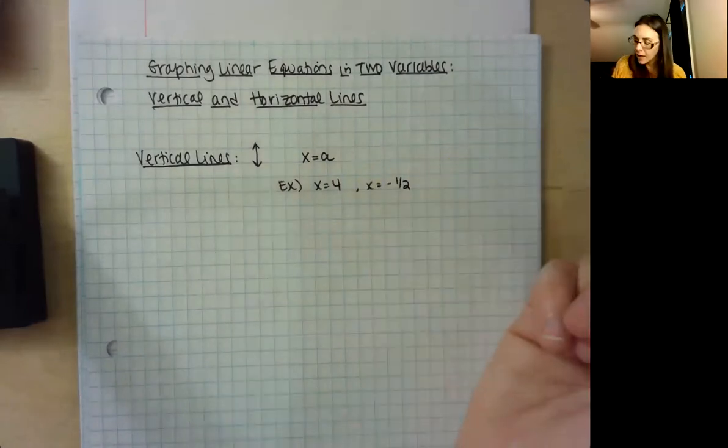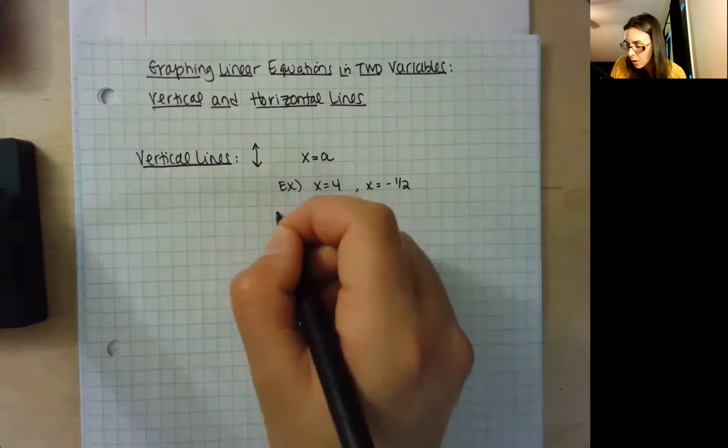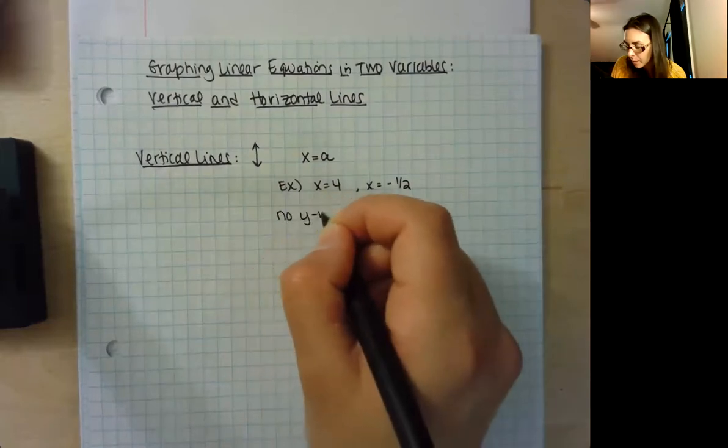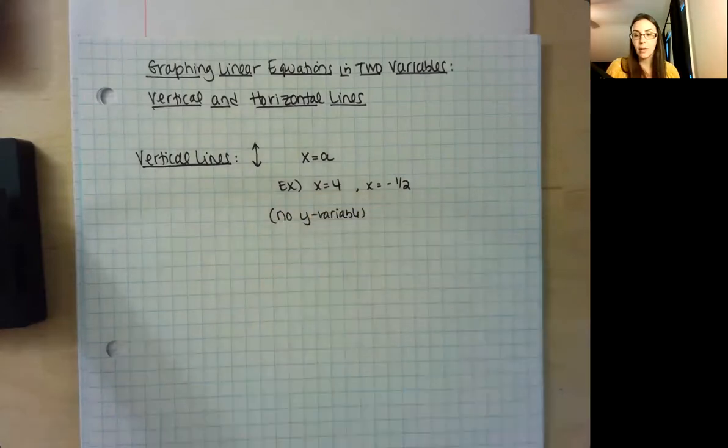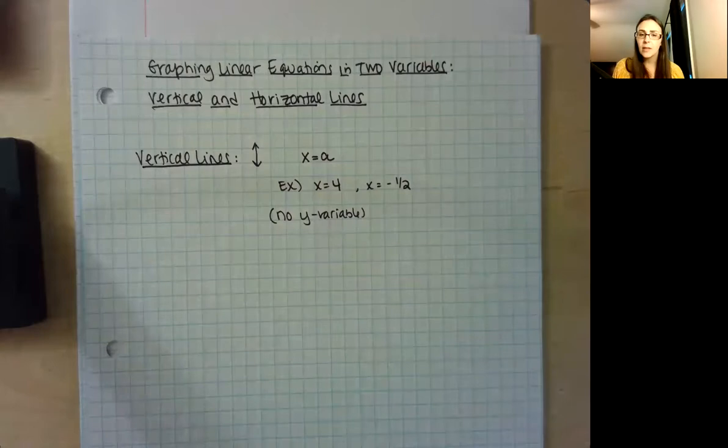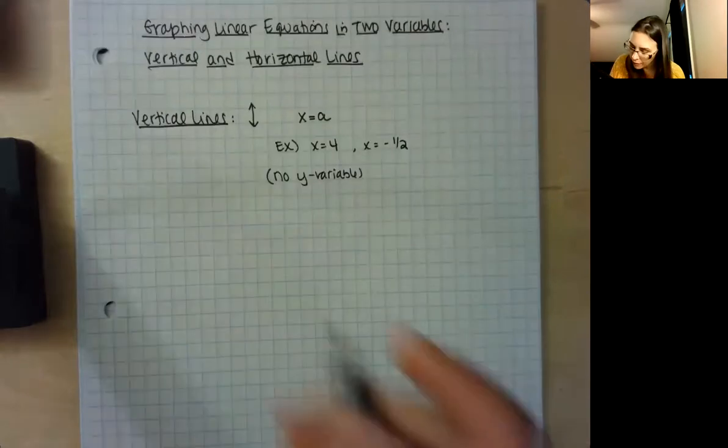So what's happening here is that you have no y variable. I guess it does exist there, it just has a 0 being multiplied with it, so it's just not really showing. So when you have something like that, you do have a vertical line, and they're actually pretty easy to graph.